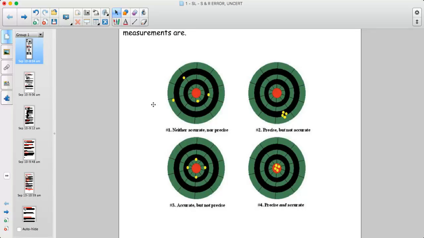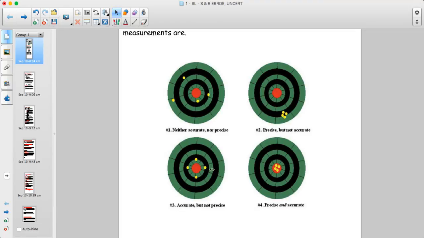So a simple example that often gets used is like a dartboard. Accuracy would be being close to the bullseye. And precision would be having all of the shots or all the darts ending up close together. So the ones on the right represent precise shots because all the shots end up in the same spot. However, the one here on the top right is inaccurate, whereas the bottom one is both precise and accurate.